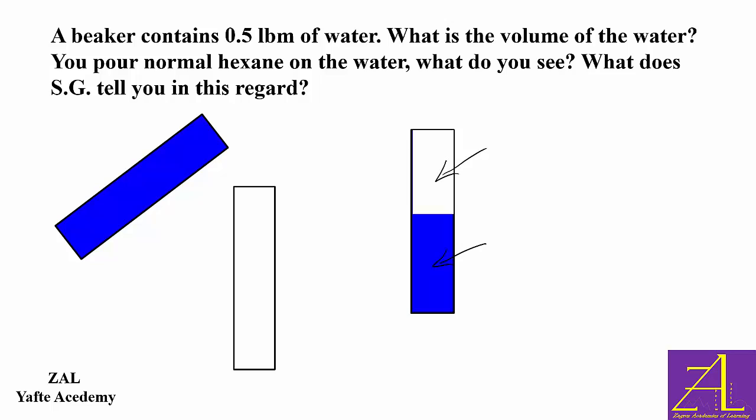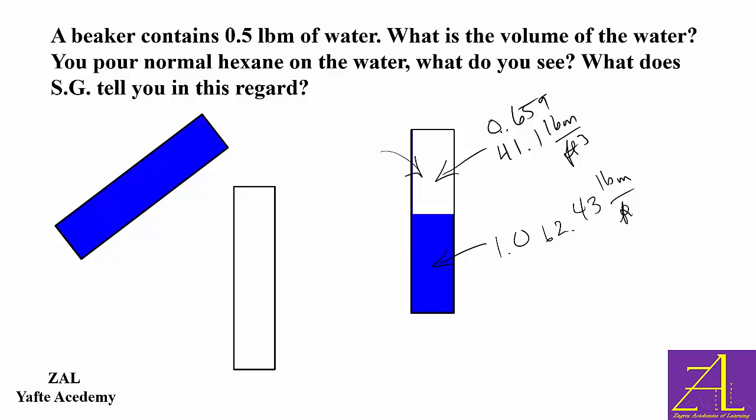That is because the specific gravity of normal hexane is 0.659 and the specific gravity of water is 1, and the density of normal hexane is 41.1 pound mass per foot cube, while the density of water is 62.43 pound mass per foot cube. The lower density stays at the top, and this is what Sg tells us.